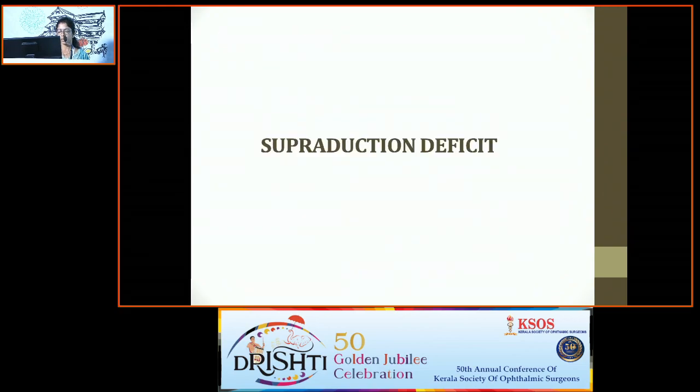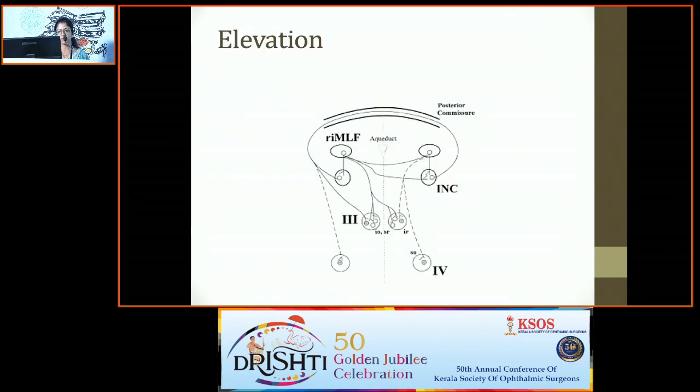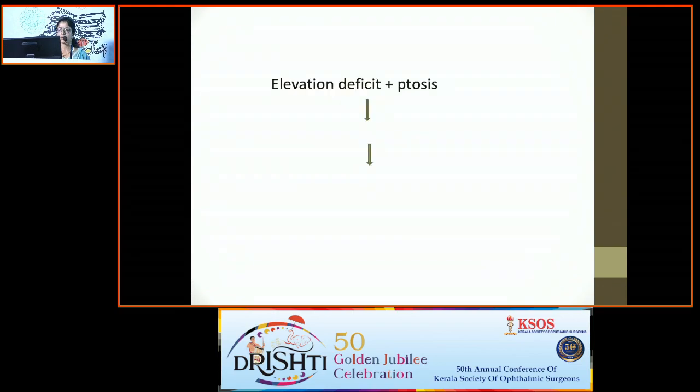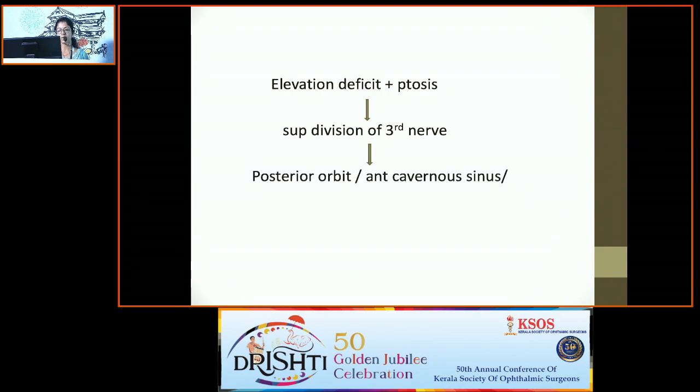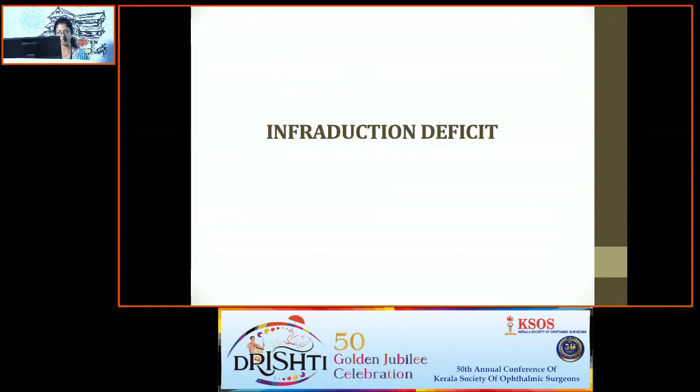Now a few words about elevation and depression deficits. One is supraduction deficit, that is elevation. It is brought about by the superior rectus and inferior oblique. Both are supplied by the third nerve. And elevation deficit sometimes is associated with ptosis. So think of the superior division of the third nerve being involved, and the site of lesion will be the posterior orbit or the anterior cavernous sinus, and it can be part of incomplete third nerve palsy also.